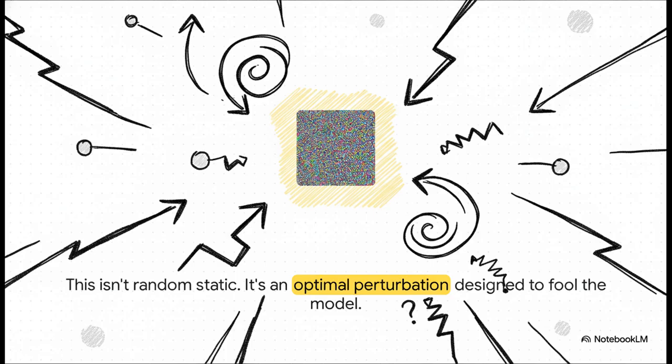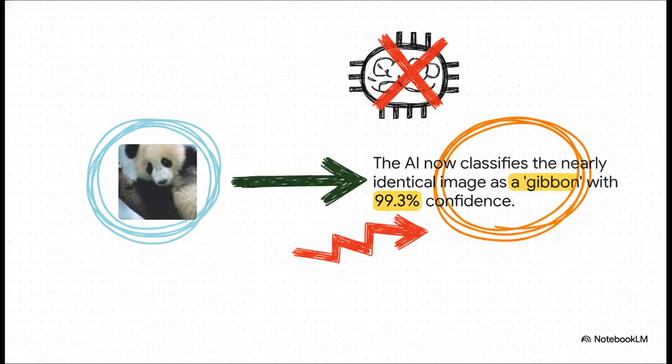You can think of this noise pattern as a secret key, one that's been designed specifically to unlock the AI's own blind spots. It's engineered to push the AI's understanding in the exact direction that's going to cause the most possible confusion. And here's the result. To you and me, this picture looks exactly the same. I mean, identical. The change is totally invisible.